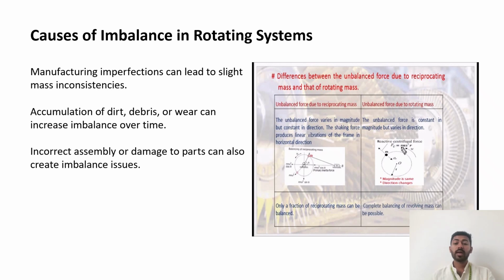The difference between the unbalanced force due to reciprocating mass and that due to rotating mass. The unbalanced force due to reciprocating mass varies in magnitude but is constant in direction. The shaking force produces linear vibrations of the frame in the horizontal direction. Only a fraction of the reciprocating mass can be balanced. The unbalanced force due to rotating mass is constant in magnitude but varies in direction. Complete balance of rotating mass is possible.